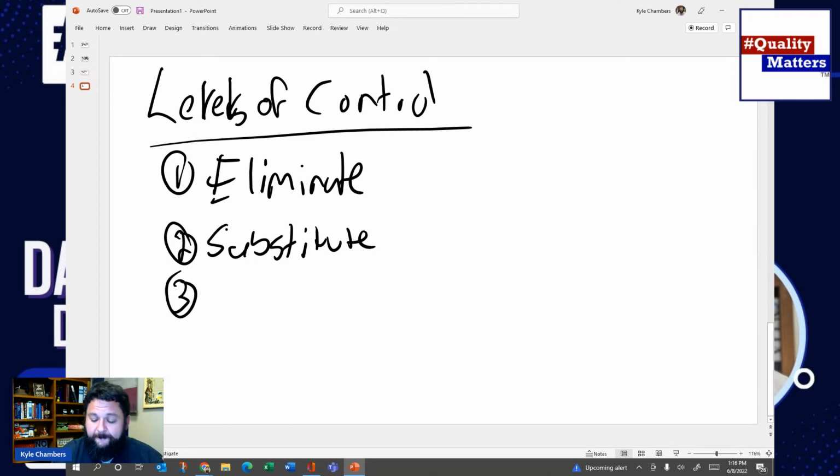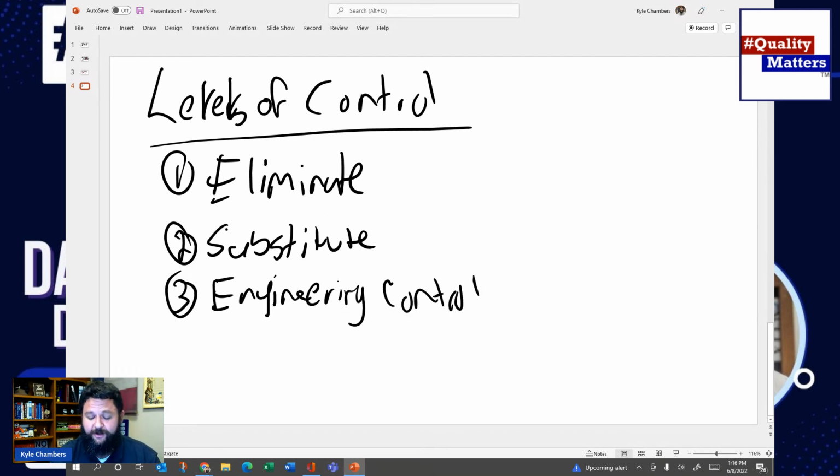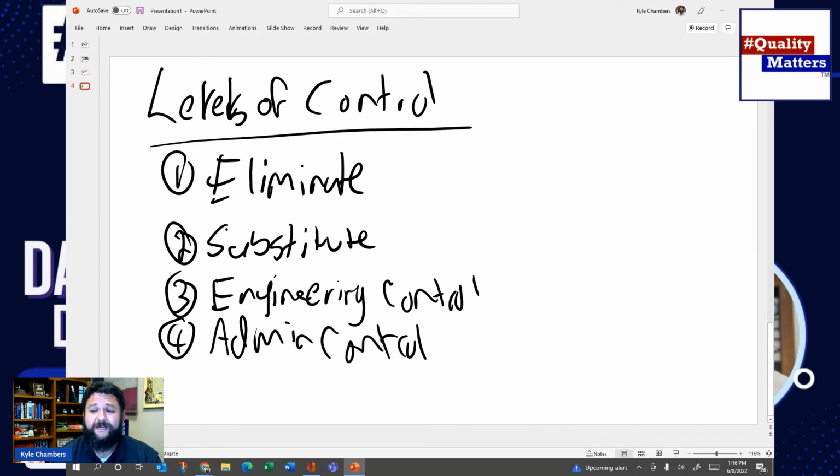Third, we can have an engineering control. This is part of what they were trying to put in there. The next is we can have an admin control. Admin control means it's a rule. We're going to tell you to do something. And then down here, we have PPE.